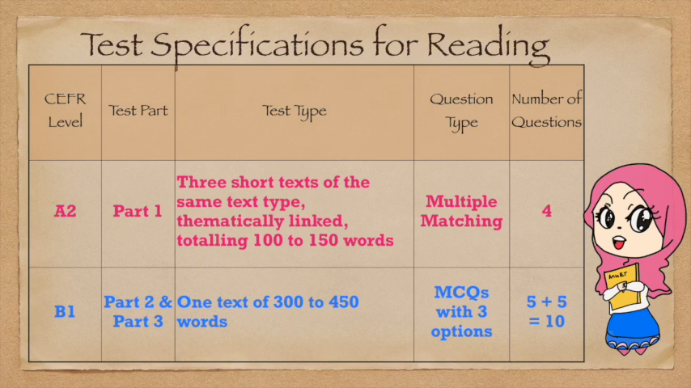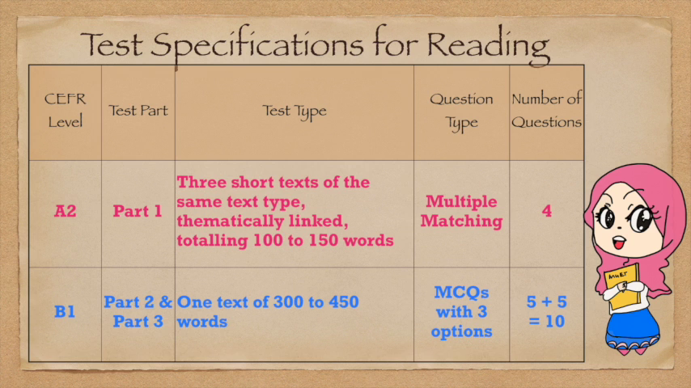Now I will show you the test specifications for reading. For your information, this is taken from our MUET textbook, that blue book. You can refer to page 22, but I add one more column for the CEFR level. For part 1, it is A2 CEFR level, which consists of 3 short texts of the same text type, and the themes are linked, amounting from 100 to 150 words. The question type is multiple matching with 4 questions.